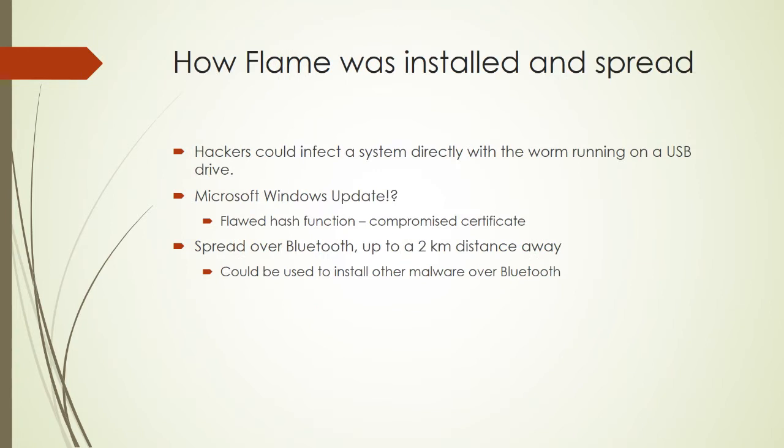Hackers could directly infect a system with the worm running on a USB drive by plugging the drive into a computer. The most egregious way that it hit computers was off of a Microsoft Windows update to Windows 7. It happened because of a flawed hash function that was taken advantage of. It was a compromised certificate that hackers were able to basically push the worm through Microsoft Windows Update. And then once the worm infects the first device, it can start spreading over Bluetooth up to a 2-kilometer distance away. And it can even be used to install other malware over Bluetooth.